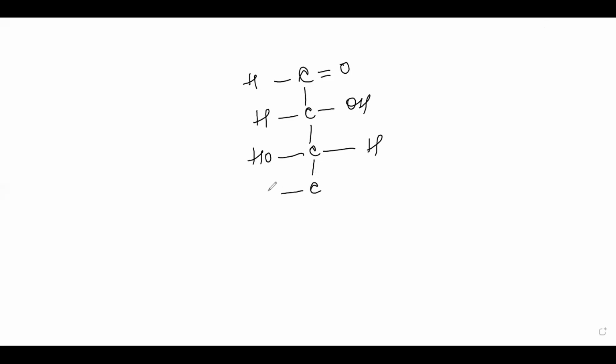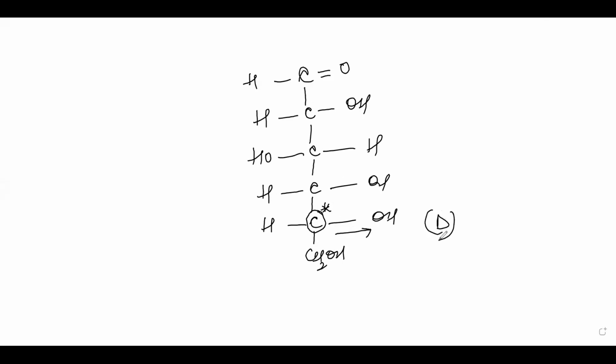After carrying out all the discussions, is the whiteboard visible? Yes, sir. So, after all the discussions, we confirmed that glucose has this structure. And on the last chiral carbon, as the OH group is towards the right side, what designation was given to it? Capital D.